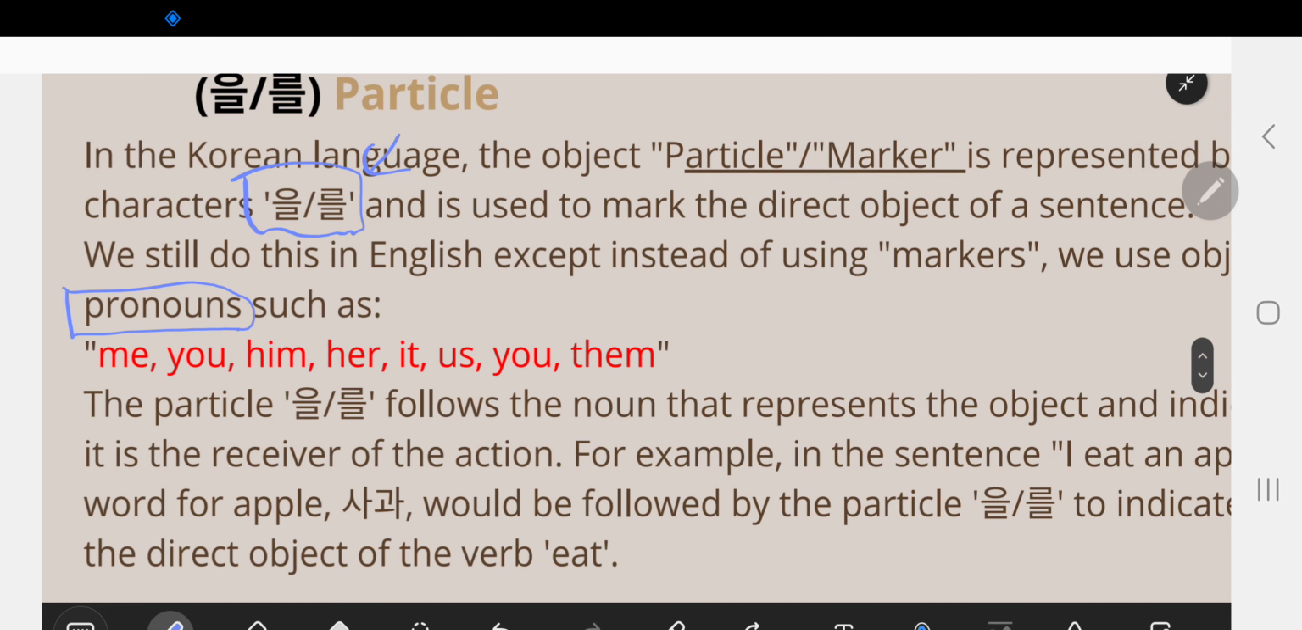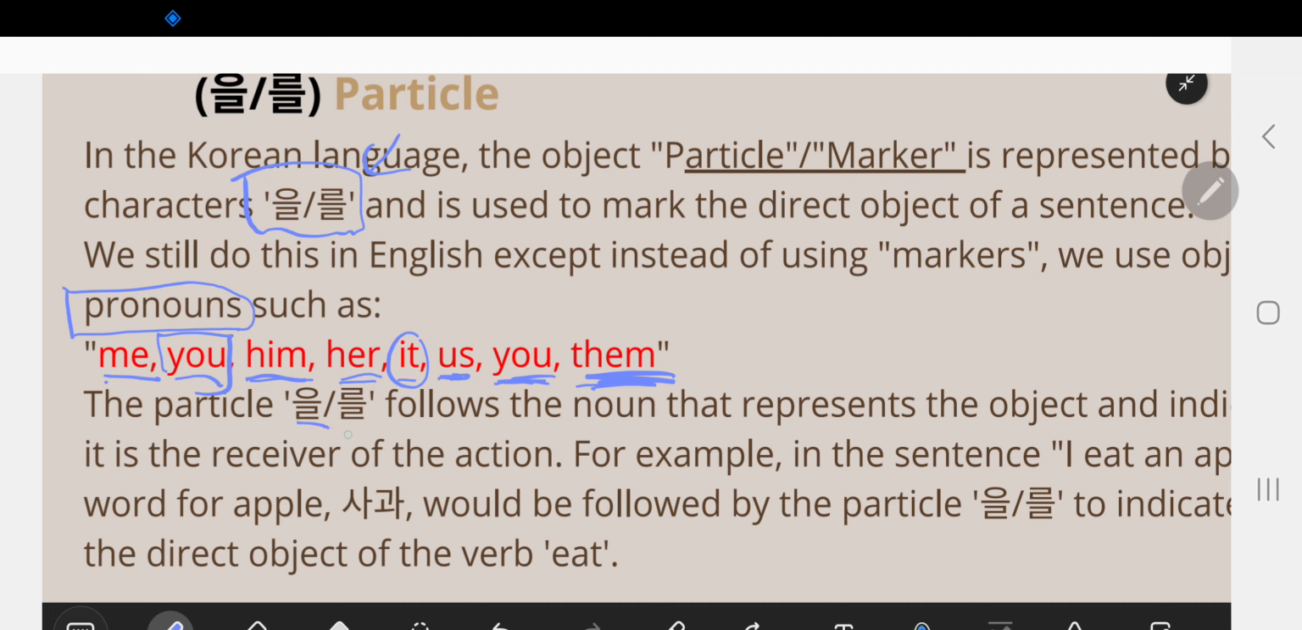So in the same context, we use "me" as the object form of myself, "you," and "you" is kind of questionable, since you also use "you" as a subject, like "you did that," or "somebody likes you." So that "you" is kind of questionable. But him, her, it, us, you, them, yes, these pronouns are definitely object forms. And that's what Korean particles do.